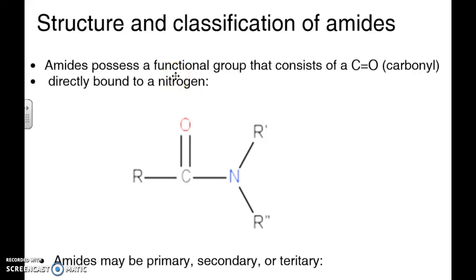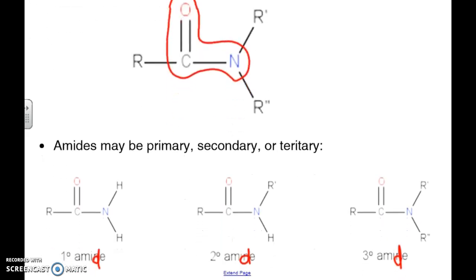The last thing we're going to talk about in organic chemistry here in grade 12 is the concept of an amide. Now, an amide, by definition, is a C double bonded to an O, which is bonded directly to an N. It's this signature here that makes something an amide. Now, amides can be classified as primary, secondary, or tertiary.